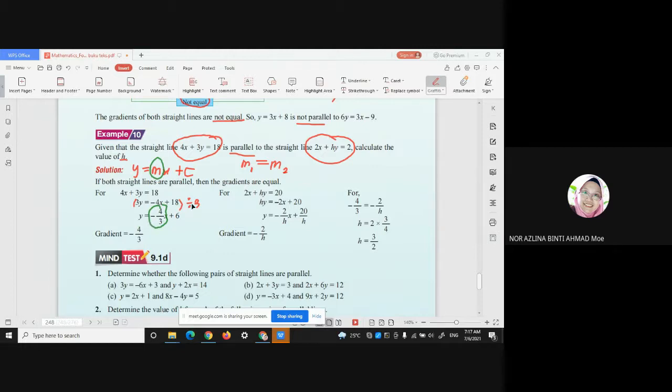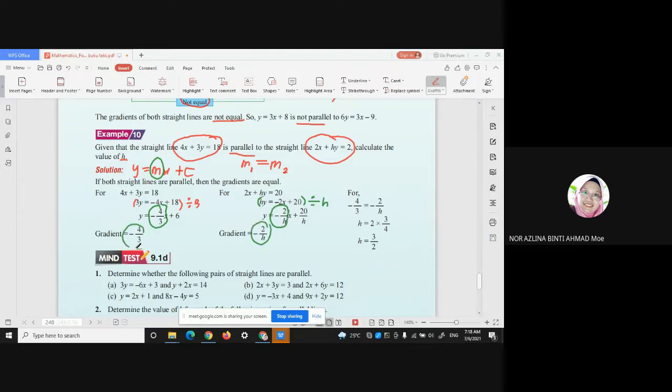For the second equation, we find m in terms of h. So 2x plus hy equals 20. Bring 2x to the right hand side, hy equals negative 2x plus 20. In general form, the coefficient of y is 1, so we divide by h because we don't want h at y. We divide h for all terms. So hy divided by h is y, negative 2 divided by h becomes negative 2 over h x, plus 20 over h. So the gradient for the second equation is negative 2 over h.